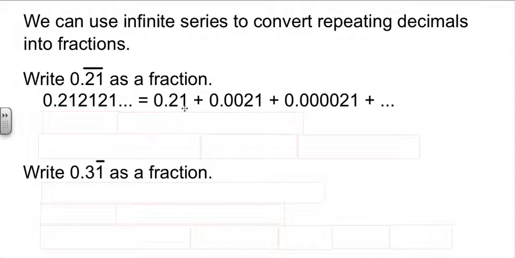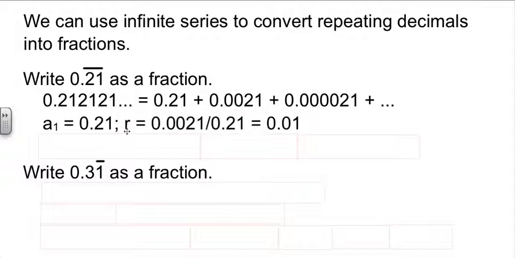That would be 0.21 plus 0.0021. Now I've got 4 digits, so I'll need 4 zeros on the next one. If I continued going, I would need 6 zeros, 21, then 8 zeros, 21. But I have enough here to find what I need. I know my A1, and I know how to get R as the second term divided by the first term. And my calculator gives me 0.01. That's in the zone, so we're good.